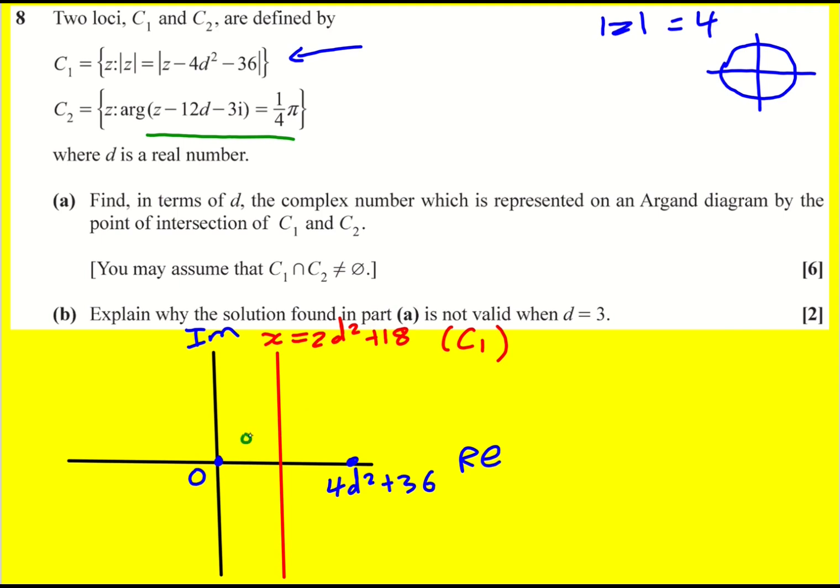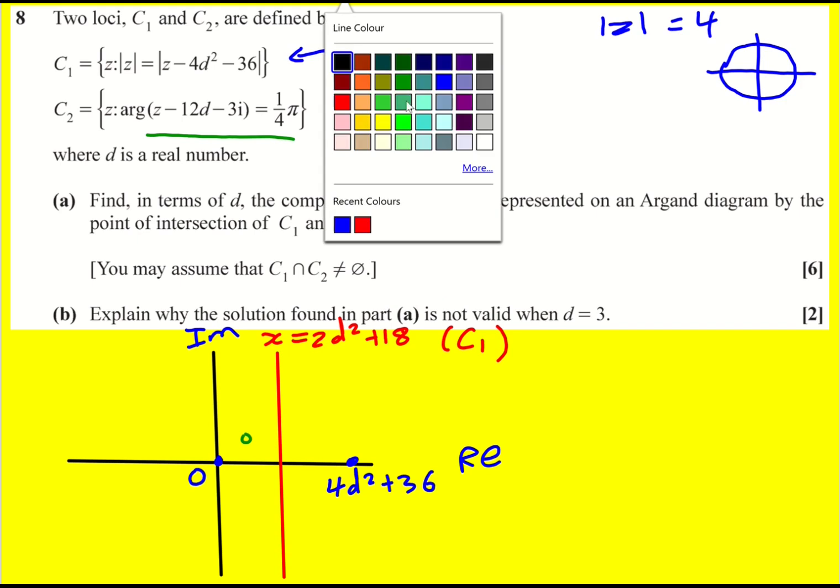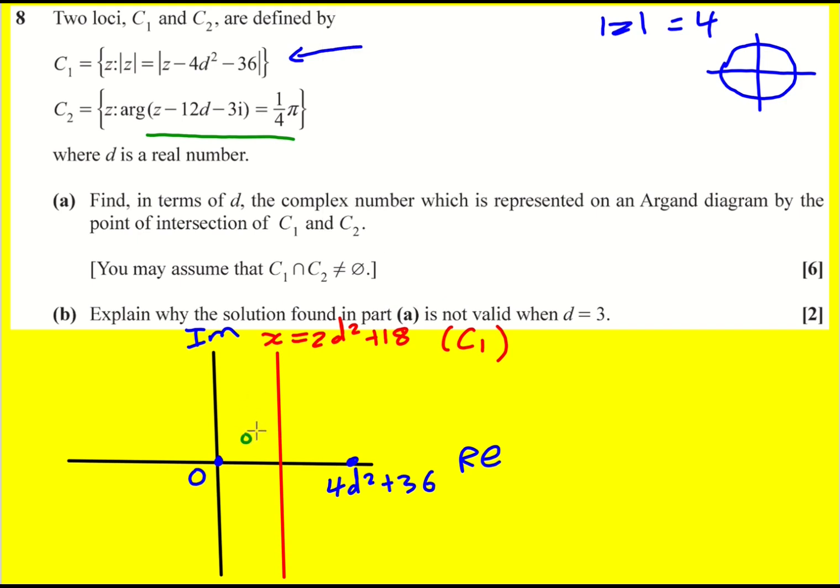I've just remembered actually we should use an open circle because it doesn't actually have a value at that point in particular, because you get arg of 0. It's good to get into the habit of doing that. Right, and then it's going to look like this.